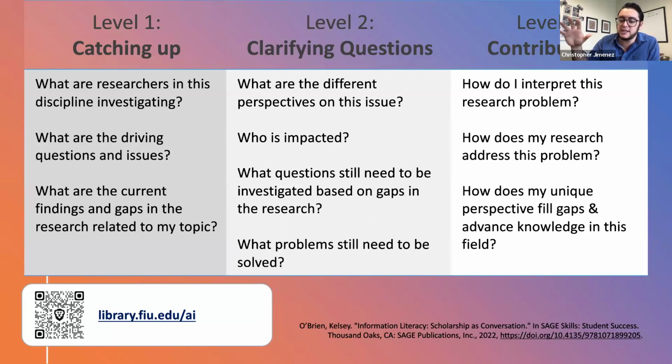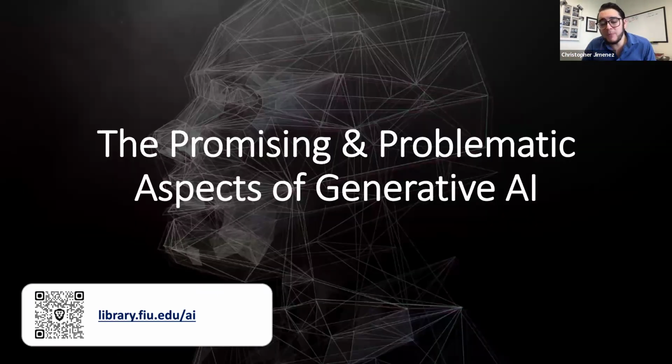So, as you're thinking about generative AI and where it might fall, what it might be able to do, consider these level one, level two questions, and then your brains have to build upon those basics to get to the level three contributions. And I'm going to go ahead and stop talking and pause for any kind of questions.